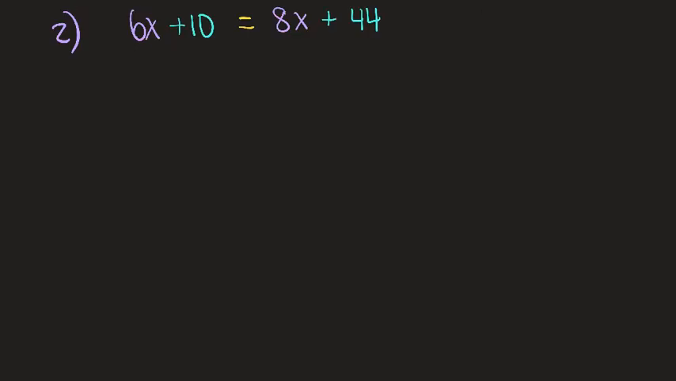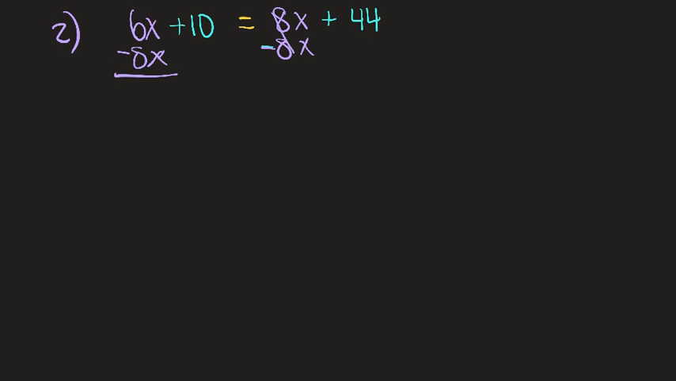All right, write question 2 down on your paper: 6x plus 10 equals 8x plus 44. My best advice is to move these purples so that all the purples are on the left. My first song is minus 8x, cross out. What's my answer?